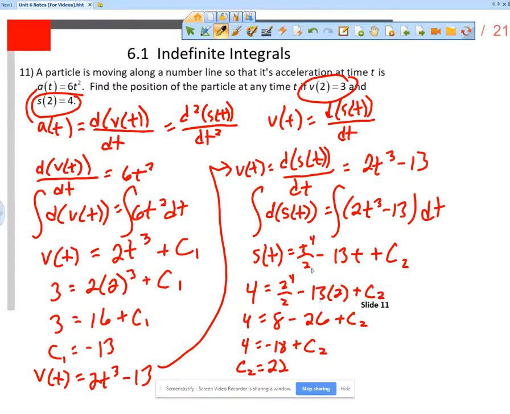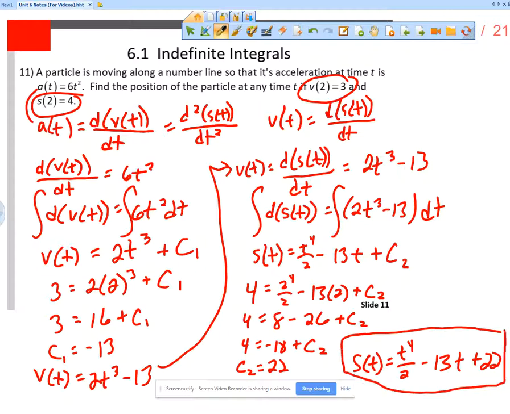So what does that mean? That means that s of t is t to the fourth over 2 minus 13t plus 22. So this is s of t that has an acceleration of 6t squared and has v of 2 equals 3 and s of 2 equals 4.